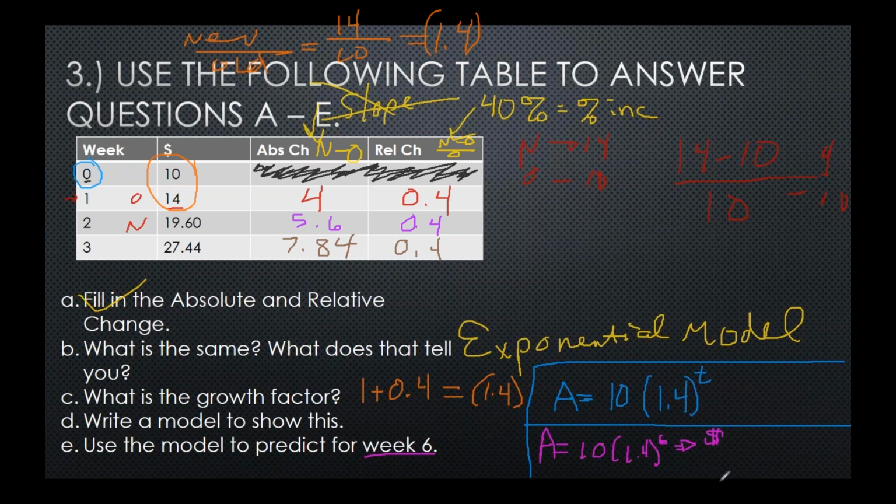Hopefully you see the connection between the compound interest formulas in your calculator. Very similar using the exponent. We should come up with $75.30. Did you guys get that?